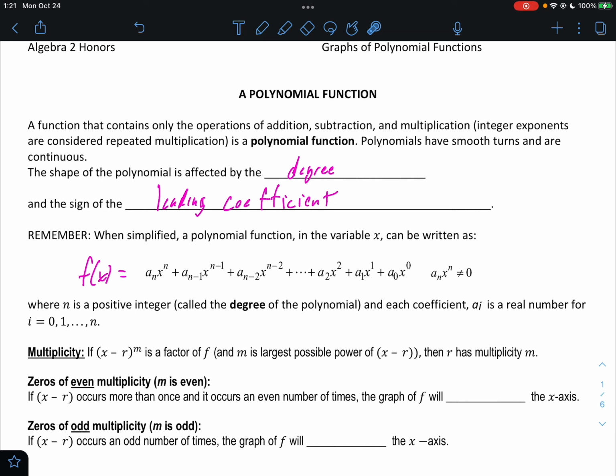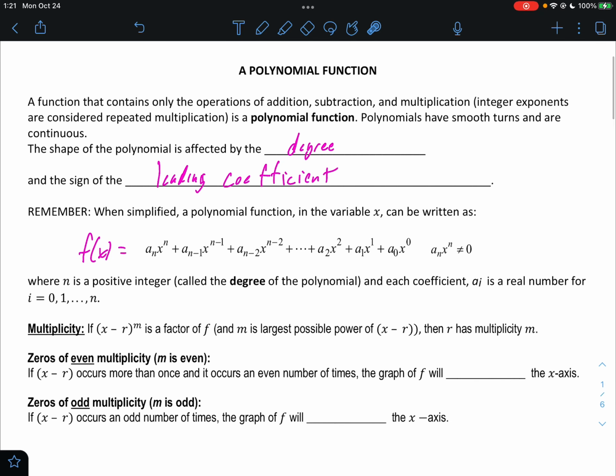Multiplicity is a new term. We've discussed it a little bit here and there, but really talking a little bit deeper into it today. Multiplicity: if x minus r to the m is a factor of f, then r has what's called m multiplicity. How many times does that zero occur? If it occurs 2, 4, 6, 8, any even number of times, then we say the graph of f will, some people say touch the x-axis, some people say bounce off the x-axis. I'll use both words in class when I'm teaching here, but they're both pretty much the same thing.